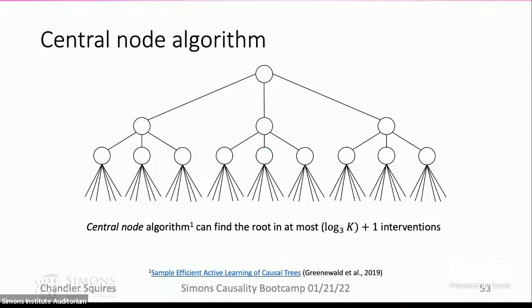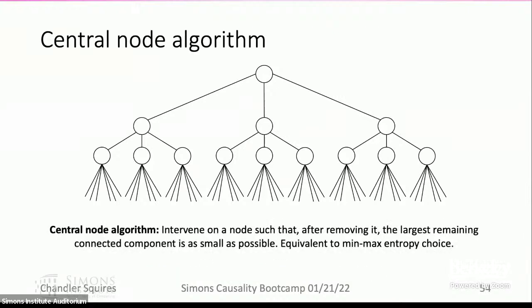But there is an algorithm that takes advantage of the fact that this is a tree, which can find the root node in at most logarithmic time in k. You can think of this as a bisection search. The strategy is to intervene on a node where, whenever we remove that node, the tree breaks into a bunch of separate connected components, and the largest of those remaining connected components is as small as possible.